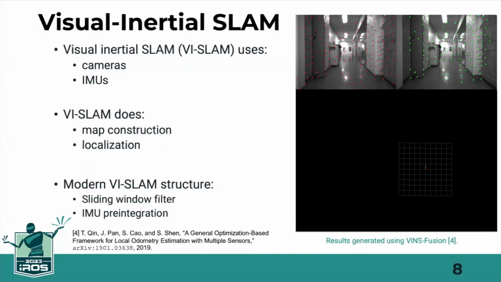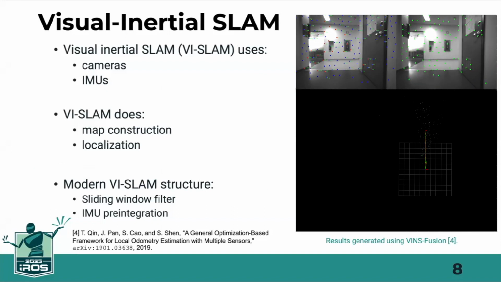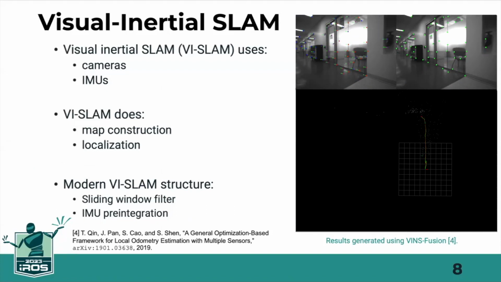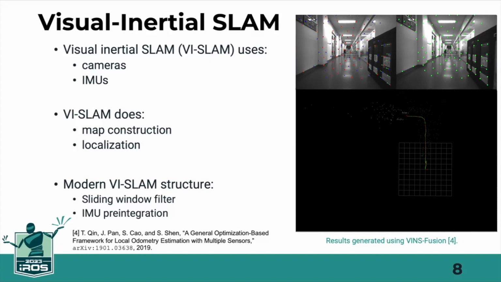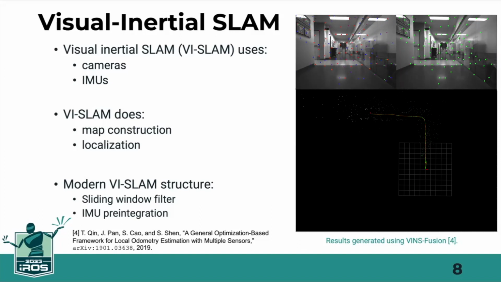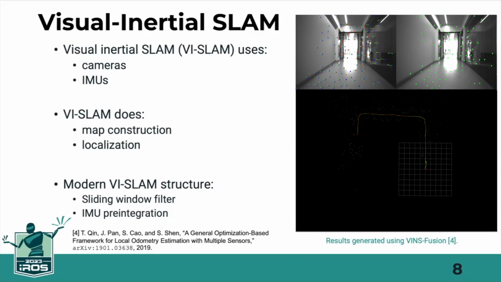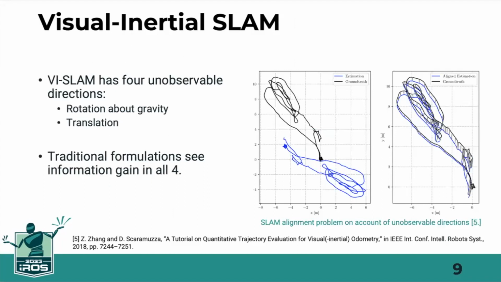We apply these two requirements to the problem of visual-inertial SLAM. The VI-SLAM algorithm uses cameras and IMUs in order to estimate a map of the environment and to localize a robot within that map. Modern VI-SLAM algorithms make use of sliding window filter and IMU pre-integration. The VI-SLAM algorithm has four unobservable directions: rotation about the gravity vector and absolute translation in the world frame.